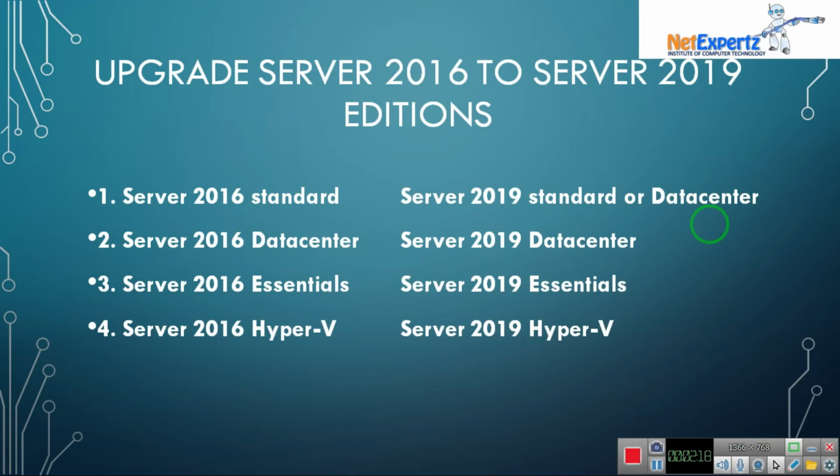It's not like if you have Server 2016 Essentials, you can go straight to Server 2019 Datacenter. You need to first go from 2016 Essentials to 2016 Standard, and then you can upgrade to 2019 Standard or Datacenter. This is the method we can follow. So let's see how we can upgrade Server 2016 Datacenter to Server 2019 Datacenter.